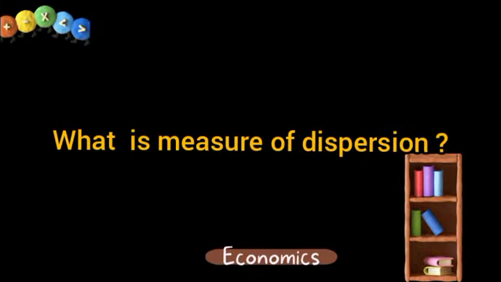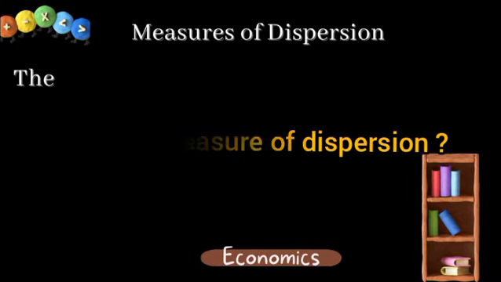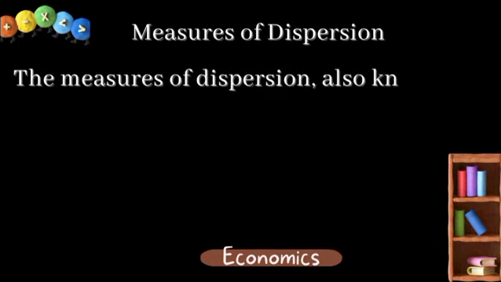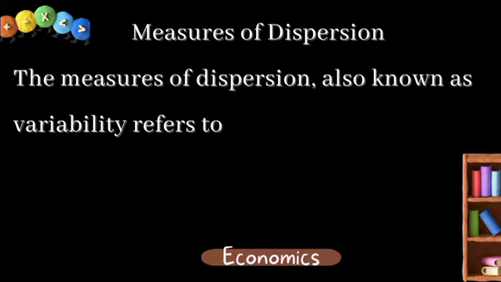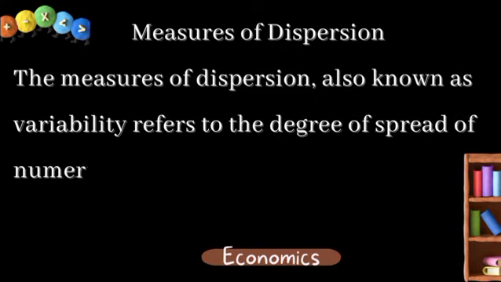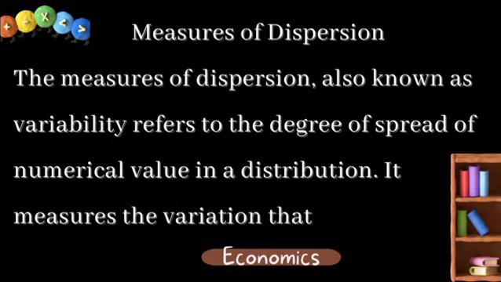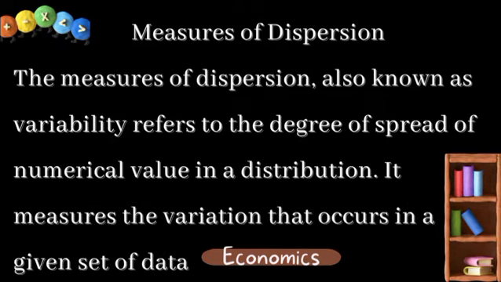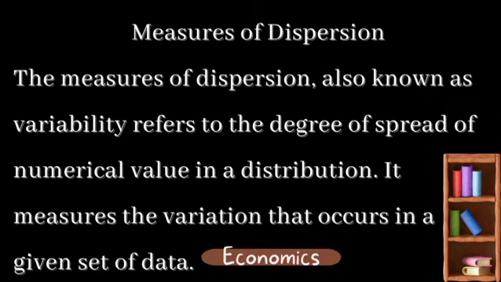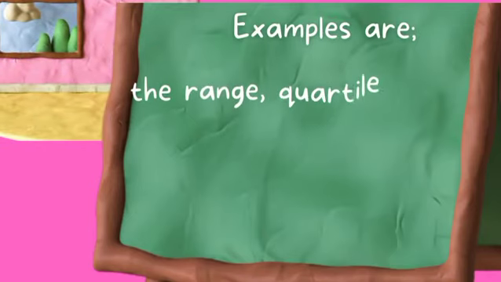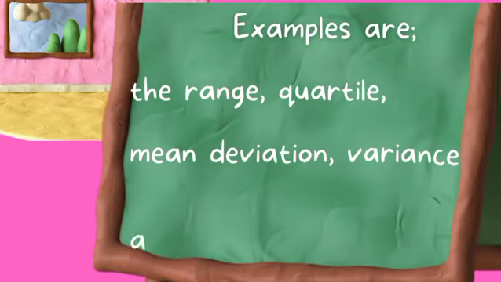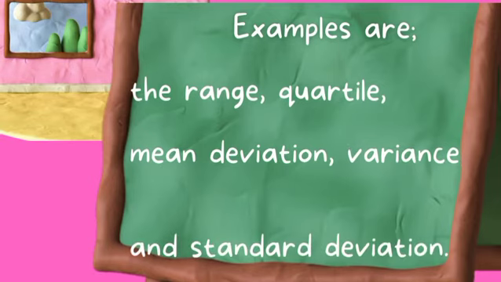What is measure of dispersion? The measure of dispersion, also known as variability, refers to the degree of spread of the numerical value in a distribution. It measures the variation that occurs in a given set of data. Examples of some measure of dispersion are the range, the quartile, mean deviation, variance, and standard deviation.